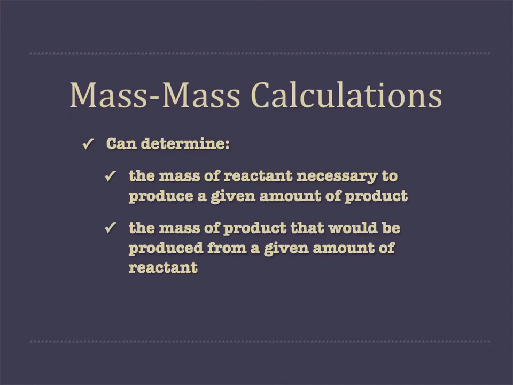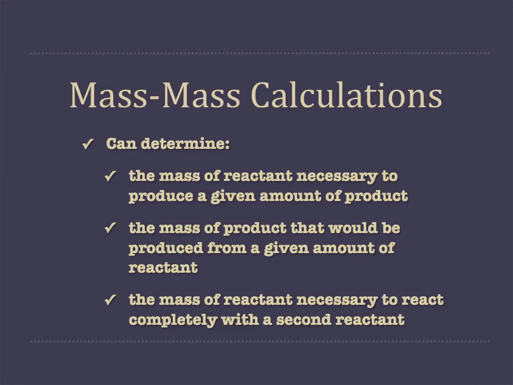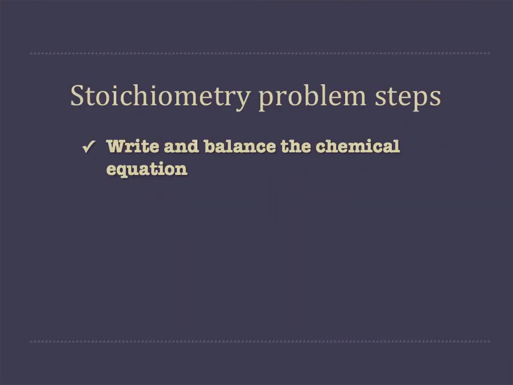I can figure out the mass of the product that would be produced from a given reactant. So if I reverse that last problem, say, if I have this much to start with, how much am I going to get at the end? And the last one is, if I've got so much of this reactant A, how much of reactant B do I need in order to make this thing go? Those are the 3 different things that you would do in real life situations if you were working in industry trying to calculate some of this stuff.